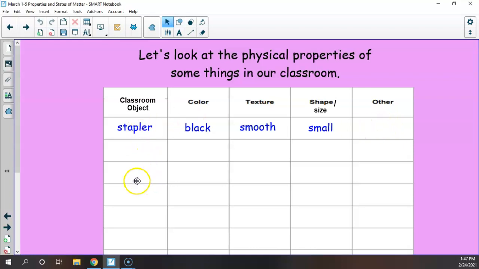So I want you to pause here, take a moment to write down a couple things in the room that you're in right now, and write down what color, what texture, what shape and or size, and then anything other about it.